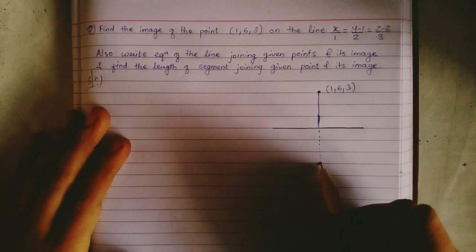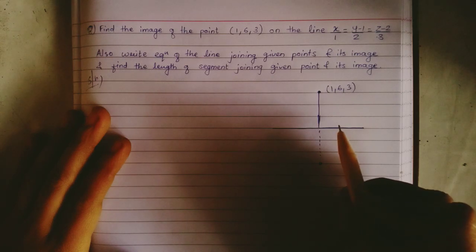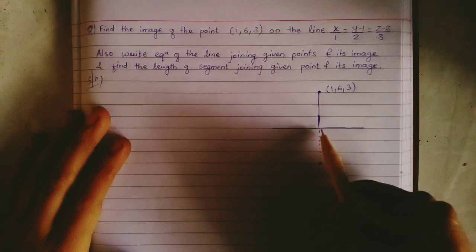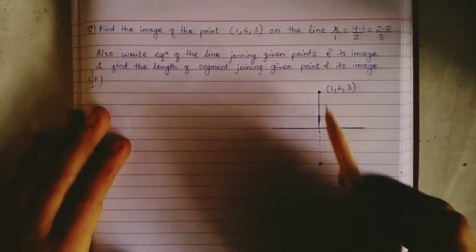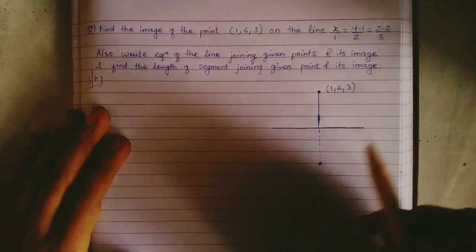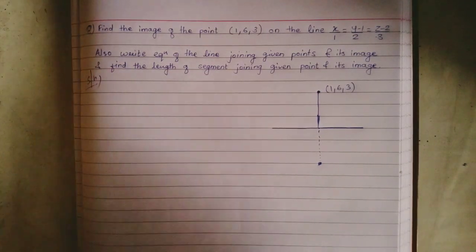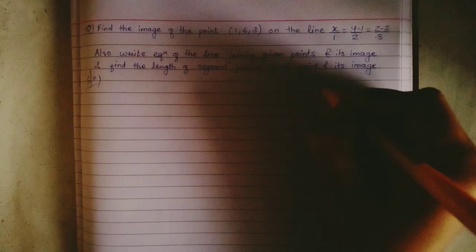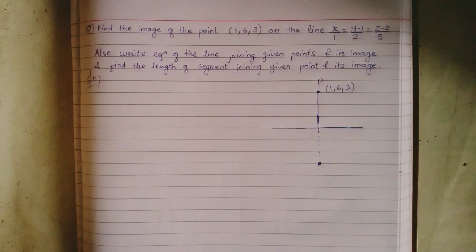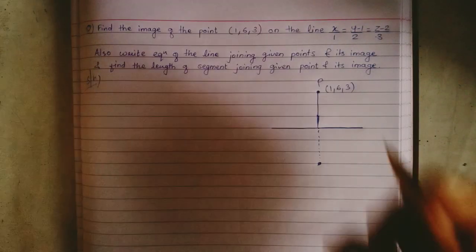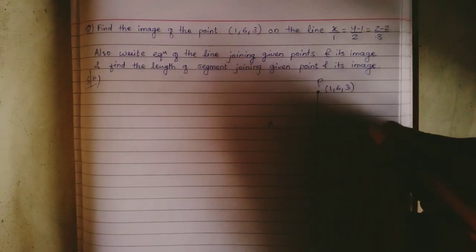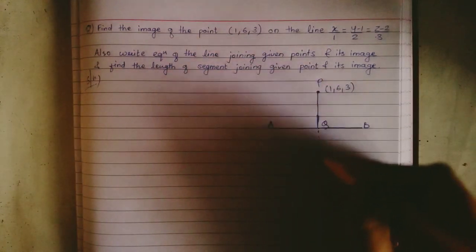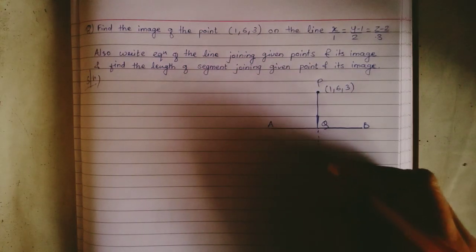and then you have to find the length of the segment joining the given point and its image. So from here to here we have to find the length. Let's denote this point as P. Then this is Q. This line is our AB line and its image be T.